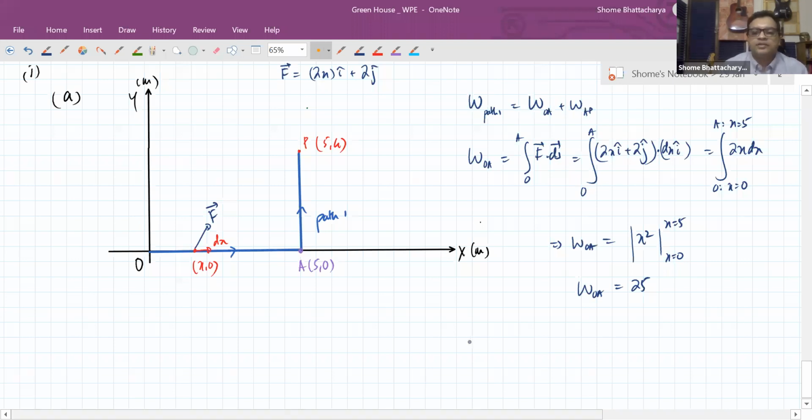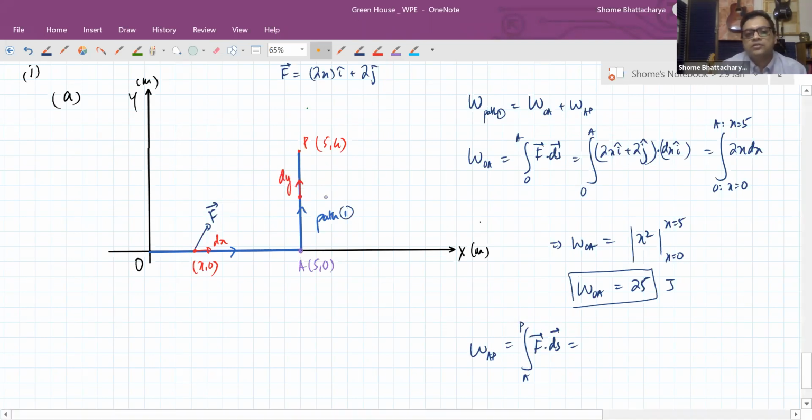Next we have to calculate the work done. This will be in SI unit joules because everything is taken in SI unit. For the total work done in path 1, we have to calculate the work done from O to A plus A to P. Work done from A to P is the integration of F dot ds from A to P. Going from A to P, you're at any point like this, so your displacement is along the y-axis. And your force will again be something like this.